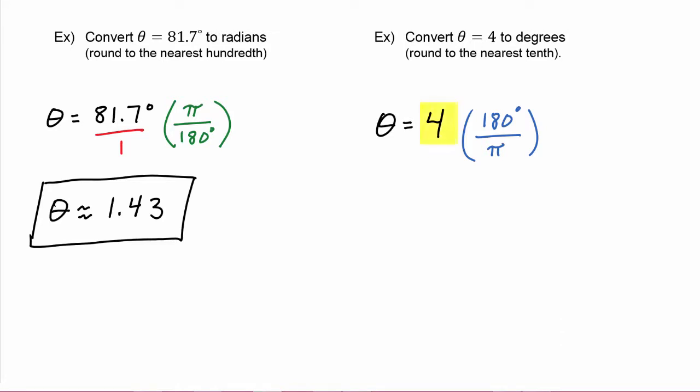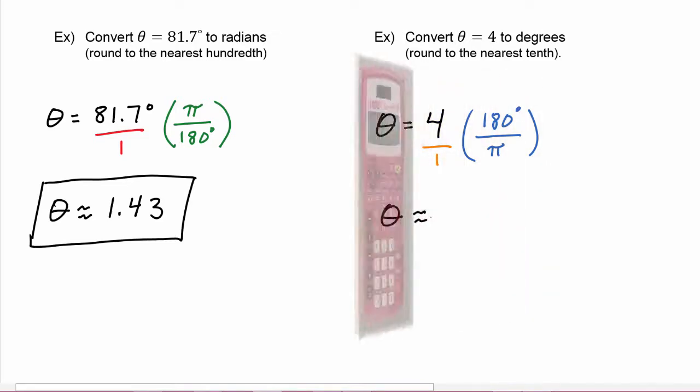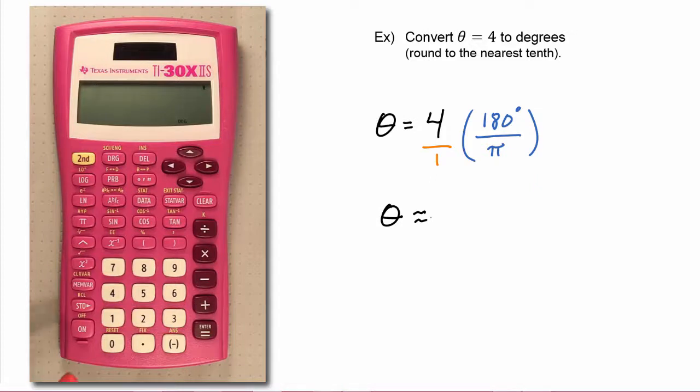We know that 4 is the same as 4 over 1, and now we're ready to pick up our calculators and see what we get for theta. We're going to multiply 4 times 180, and then we have to divide by pi, hit enter, and rounding to the nearest tenth, we see we're going to get 229.2 degrees.